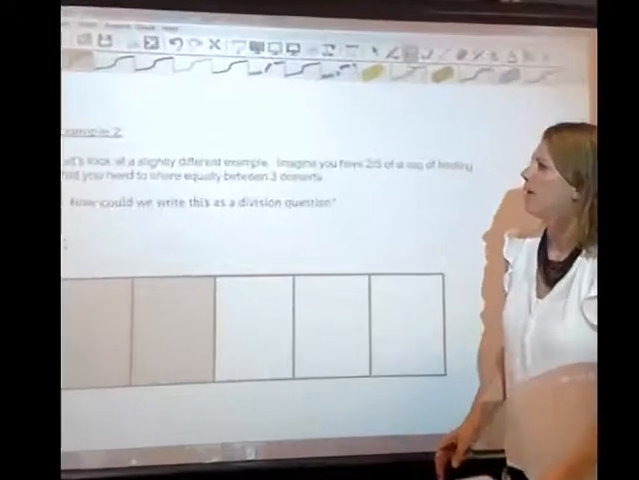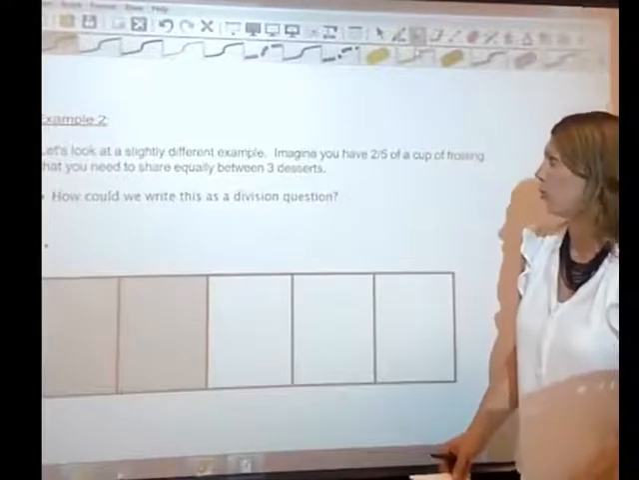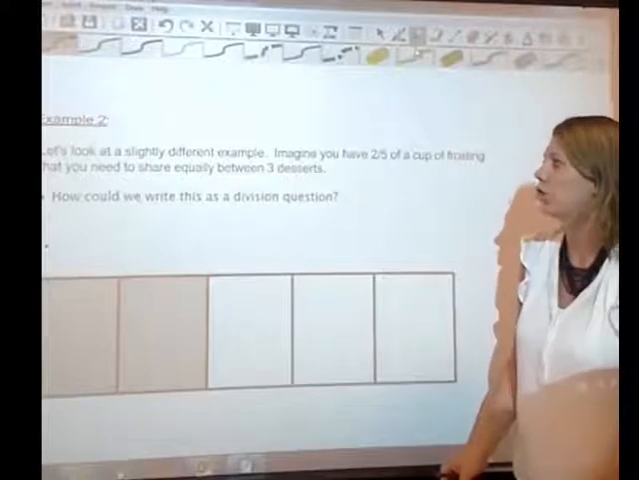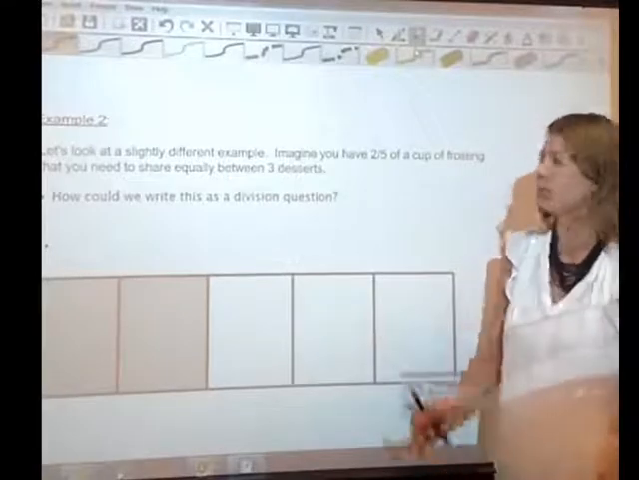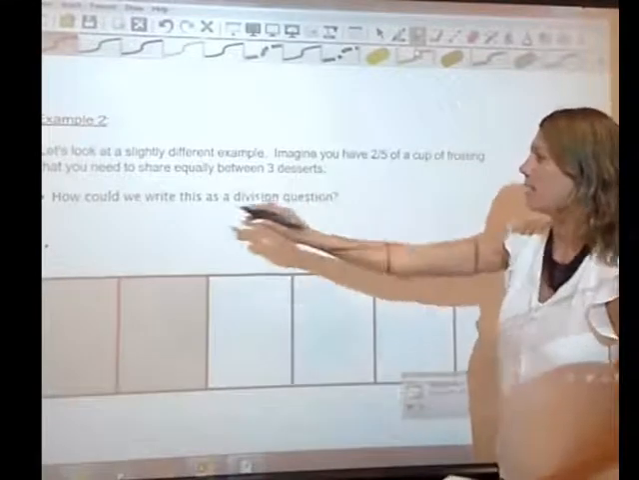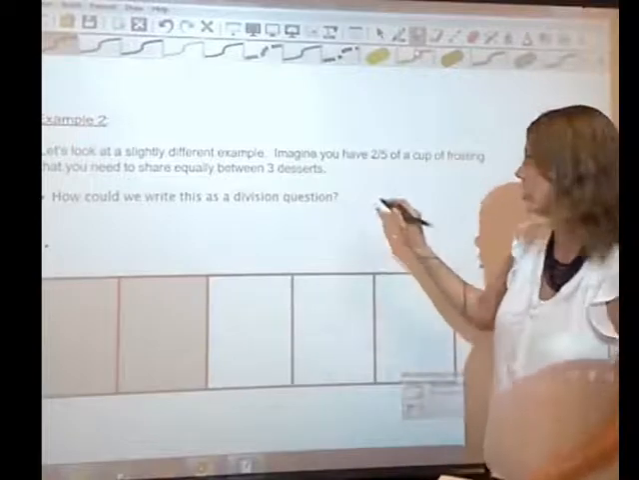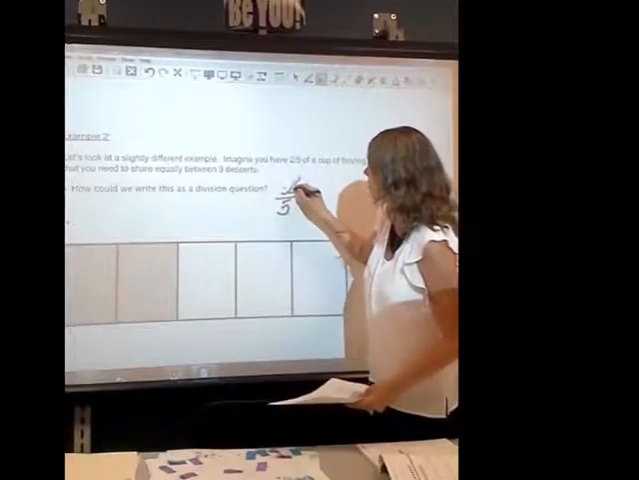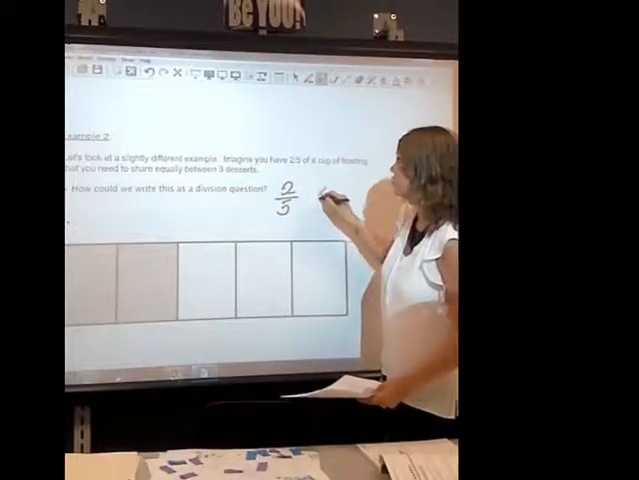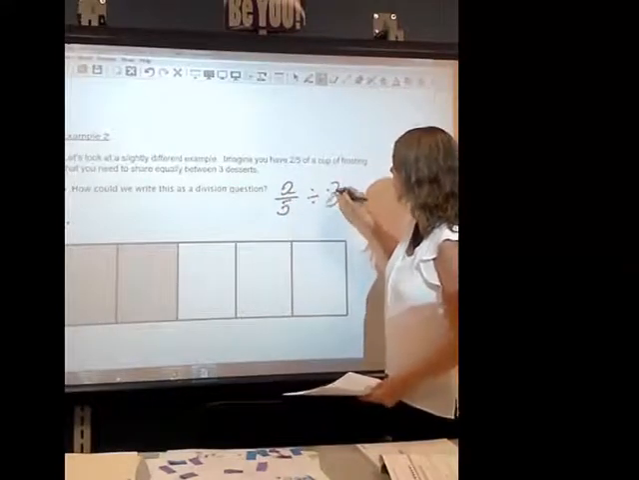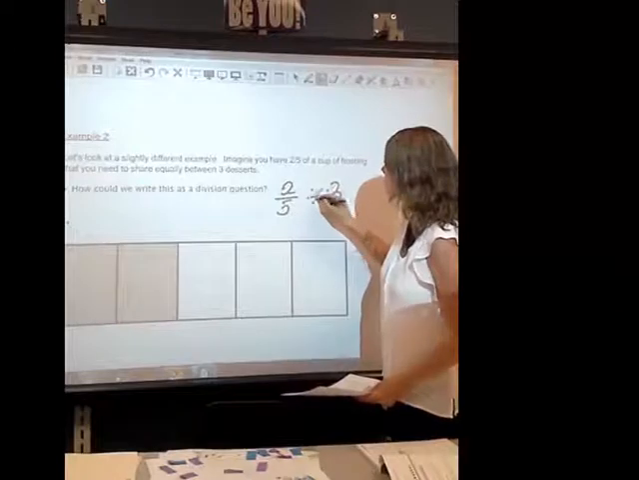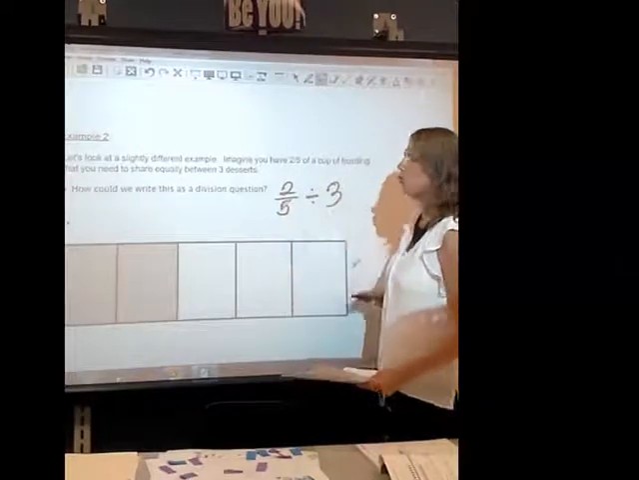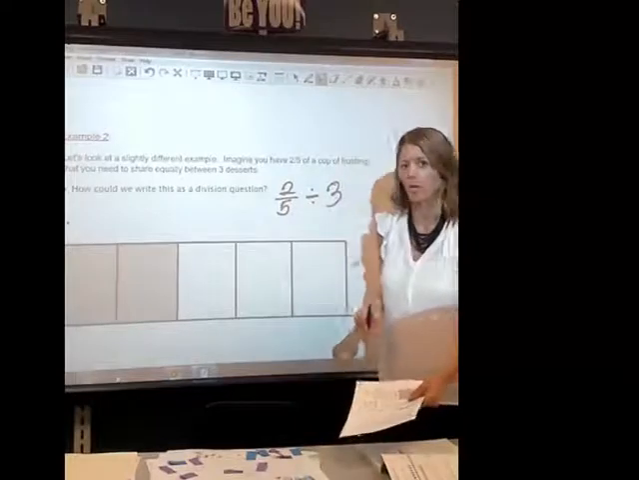Example 2. Let's look at a slightly different example. Imagine you have 2/5 of a cup of frosting that you need to share equally between 3 desserts. So how can we write this as a division question? Well, we have 2/5, and we need to share it equally amongst 3 desserts. The 2/5 is going to be divided by 3.